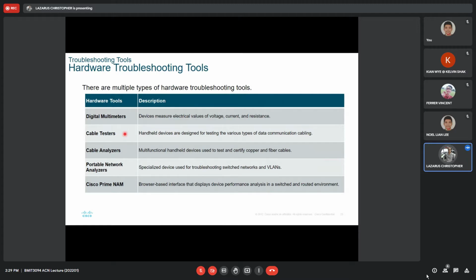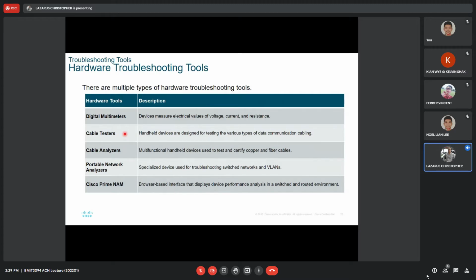Cable testers are something we used when we were doing FCN, where we ask students to create straight-through and crossover cables, and to make sure that they connect the correct cable colors to the correct pin positions on the RJ45 connectors. We actually use cable testers, which can immediately show you if there is disconnectivity between one pin and another pin from one end of the cable to the other end. So this is one very good example.